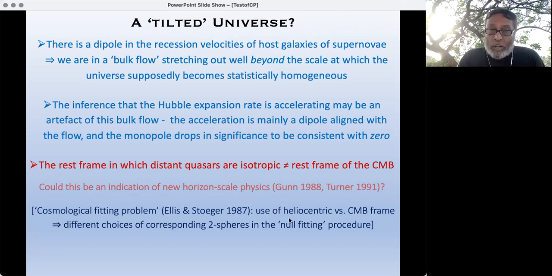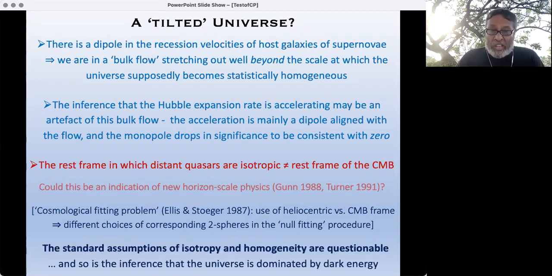And I would also like to mention that this is an example of what was referred to by George Ellis as the cosmological fitting problem: if you live in an imperfect universe and you try to match data to an idealized cosmology that underlies it, there will necessarily be ambiguities and degeneracies that you have to cope with. And if you do not take this into account, the physical conclusions that you draw may well be mistaken. So I conclude by saying that this simple test that we have done shows that the standard assumptions of isotropy and homogeneity are questionable, and therefore so is the inference that the universe is dominated by dark energy.